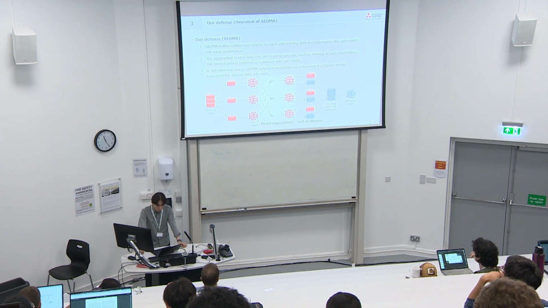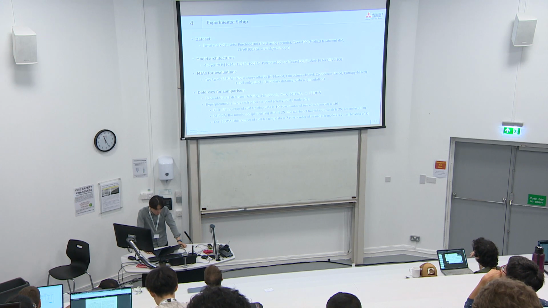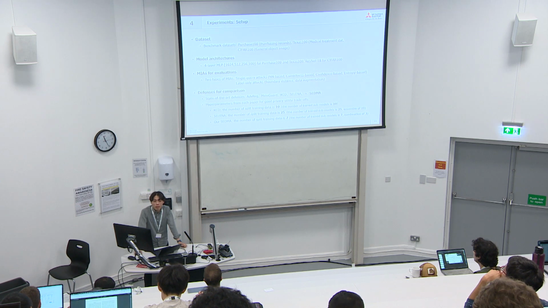Yes, that's a good question. Actually, this is trial and error, because our method is actually for a good trade-off. We use seven sub-models. It's just a hyperparameter, so it's case by case for each task or data set.